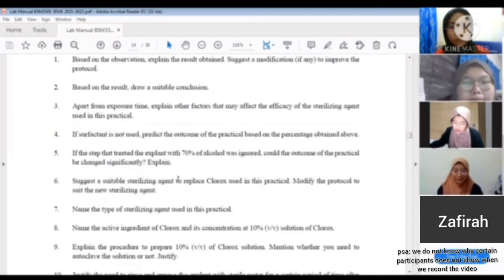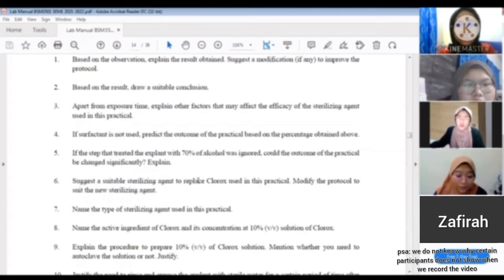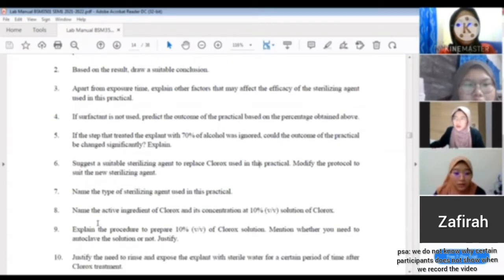Number 7, name the type of sterilizing agent used in this practical. I put halogen and heavy metal. Everyone agree with me? Yes. All right, two chemical agents.